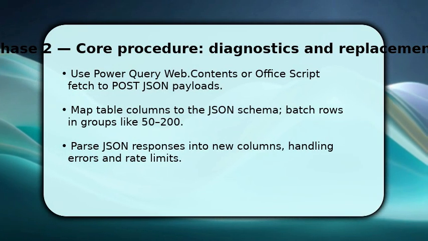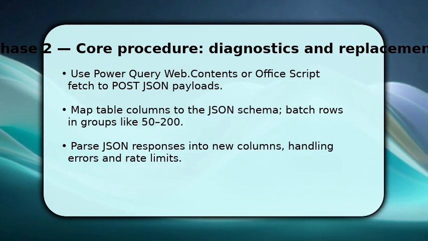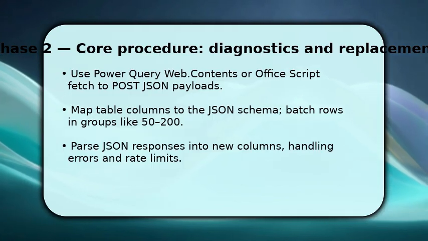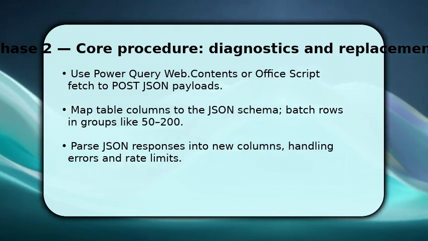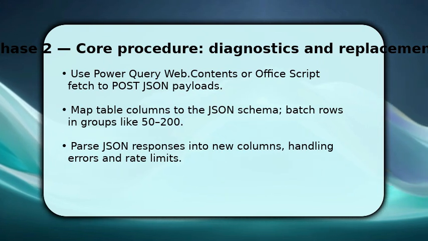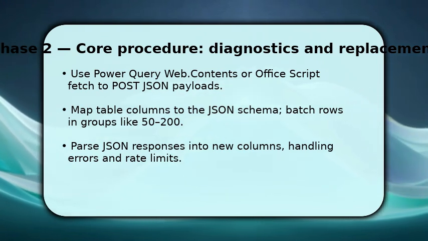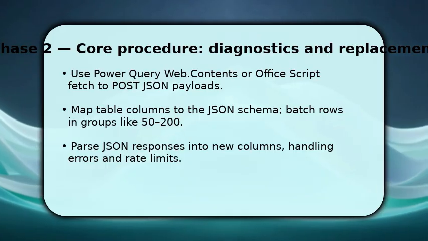Once responses arrive, parse the JSON into new columns and normalize arrays or nested objects. Also implement retry logic for 429 or 5XX codes. This middle stage is where mapping and batching determine costs.